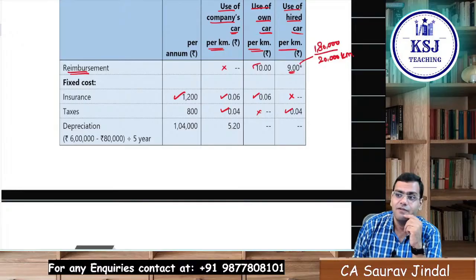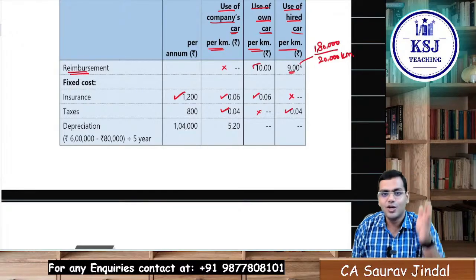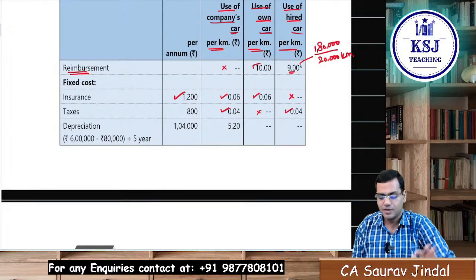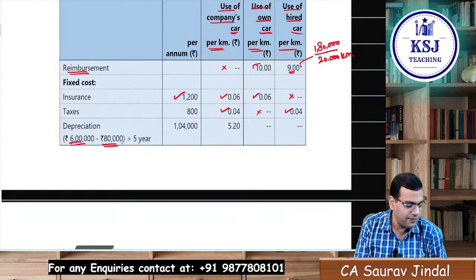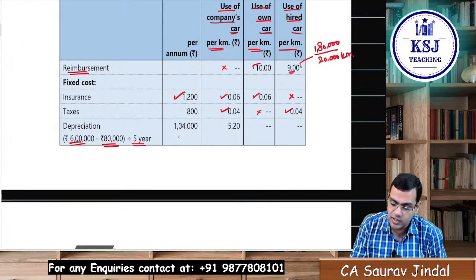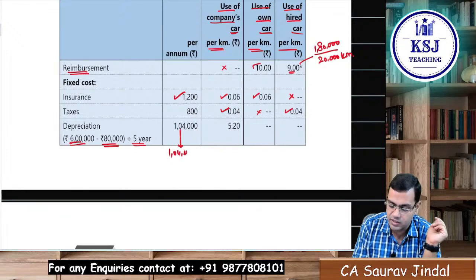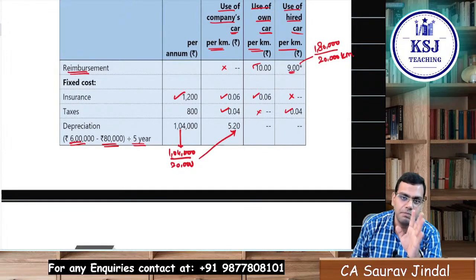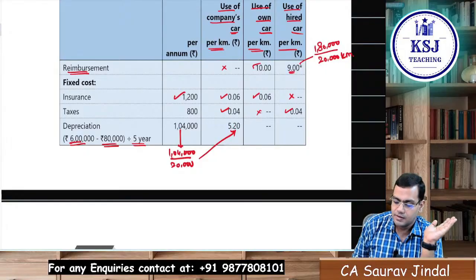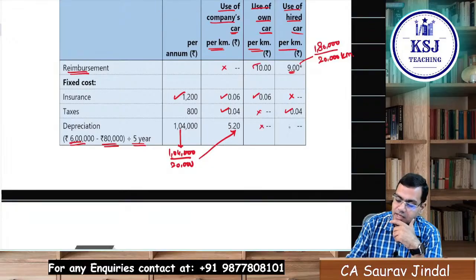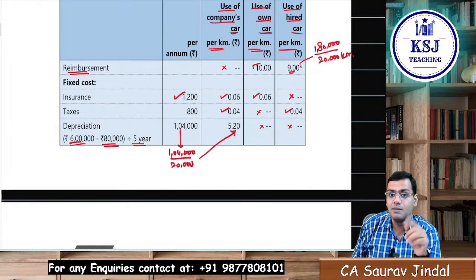Depreciation of the car. When can the company claim depreciation, sir? The company can claim depreciation only and only if it is the company's car. That is the first case, right? So 6 lakh minus the scrap value divided by 5 years. This will give you depreciation for 1 year. So 1,04,000 divided by 20,000 kilometers, that will give you the depreciation per kilometer, right? That will give you the depreciation per kilometer, and it will be there only in the first scenario, when it is the company's own car.